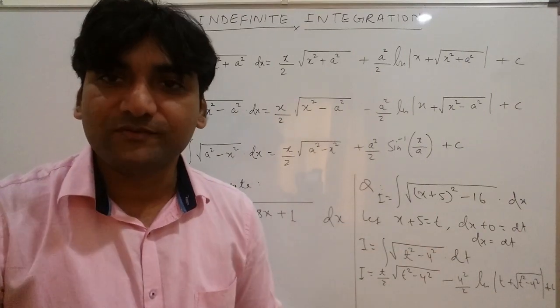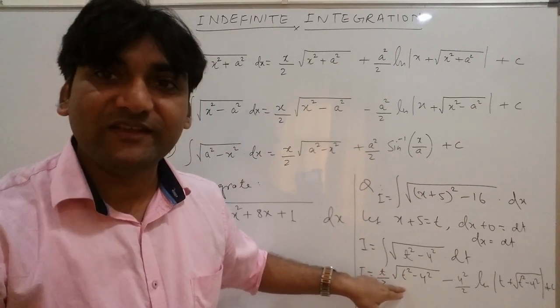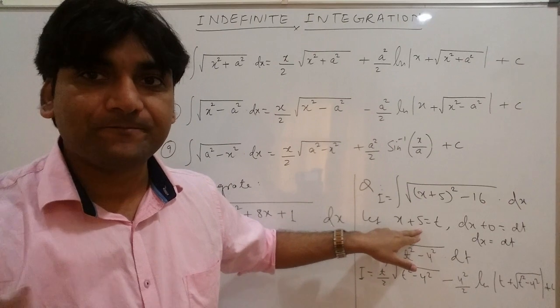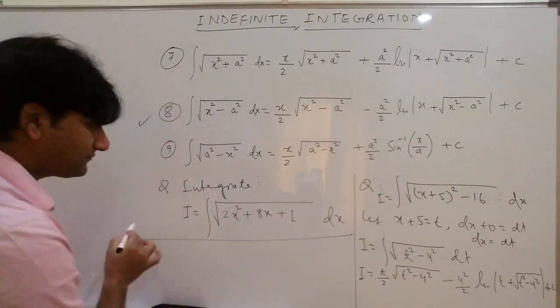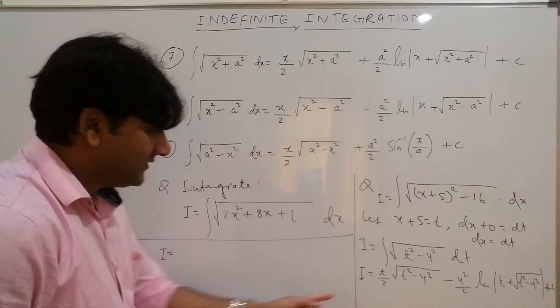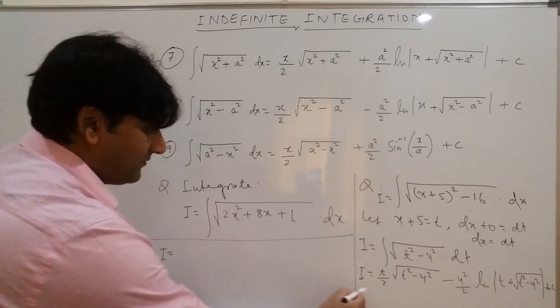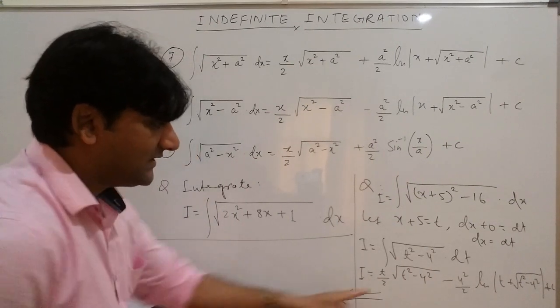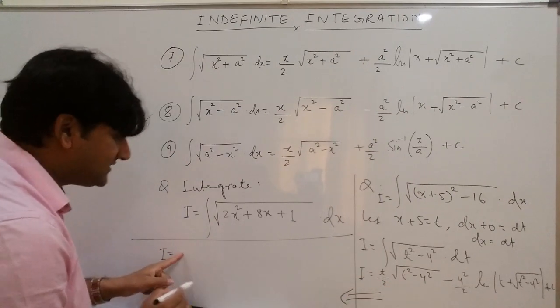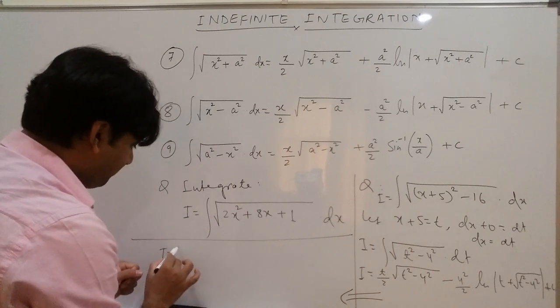So now what we have to do? We have to remove this t with this substitution, that is x plus 5. So the final answer can be, if I want to write over here, then this I can be, I'm writing this step, okay? Next step I'm writing in this box.